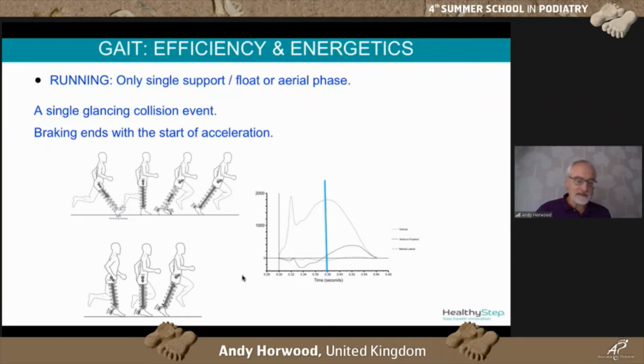Now, running gait is a little bit different because it only involves a single glancing collision. And so what happens now is we impact the ground, the ankle then pivots, and then we push off the ground. So effectively, our collision loading angle is quite different to our collision offloading angle.